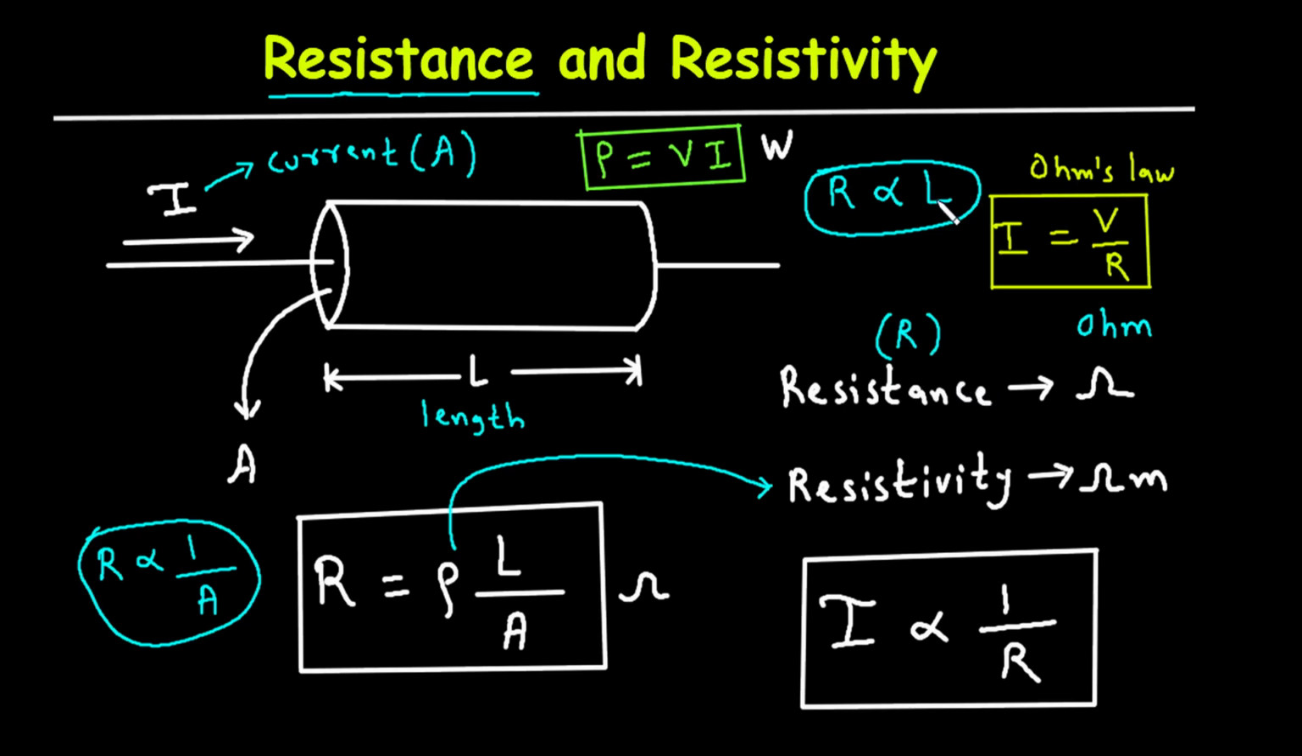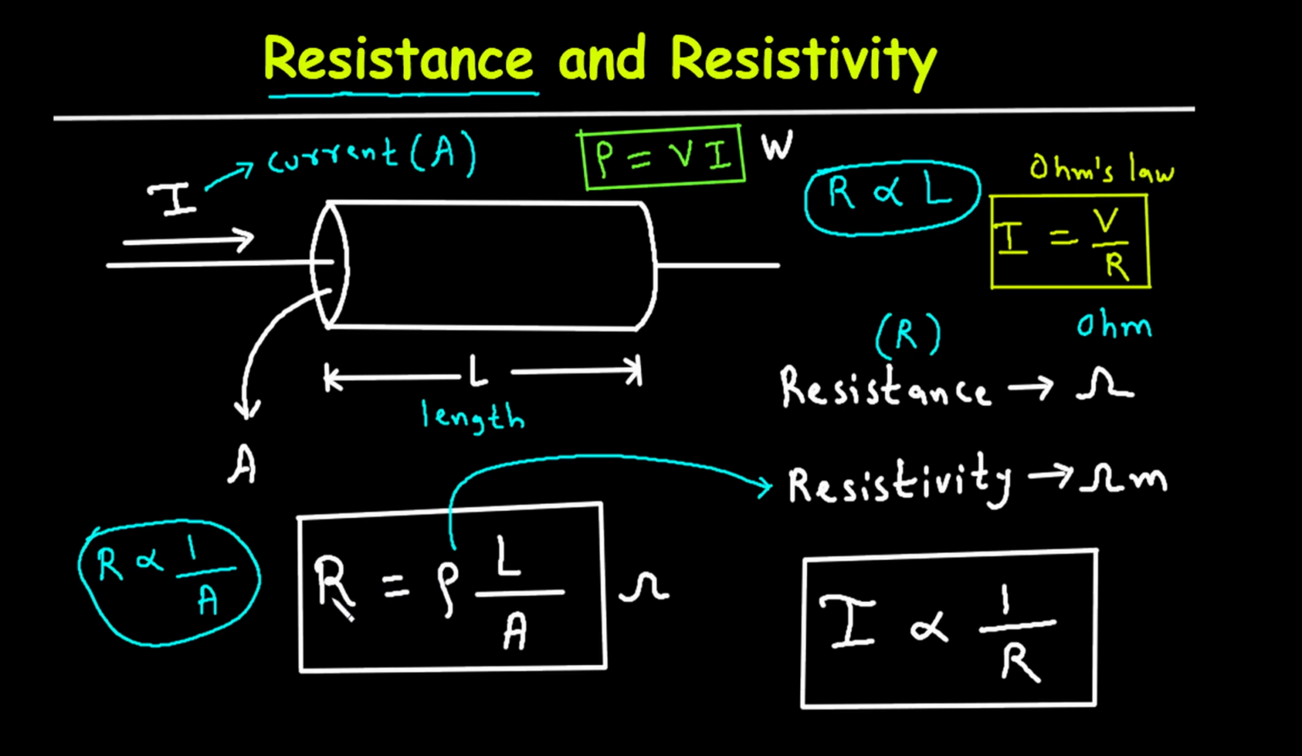1. Length, L. The longer the conductor, the higher the resistance. Resistance is proportional to L. This means resistance is directly proportional to length. 2. Cross-sectional area, A. The larger the cross-sectional area, the lower the resistance. Resistance is proportional to 1 over A. This means resistance is inversely proportional to the area. 3. Material. Different materials have different resistivities, affecting the resistance of the conductor made from that material.